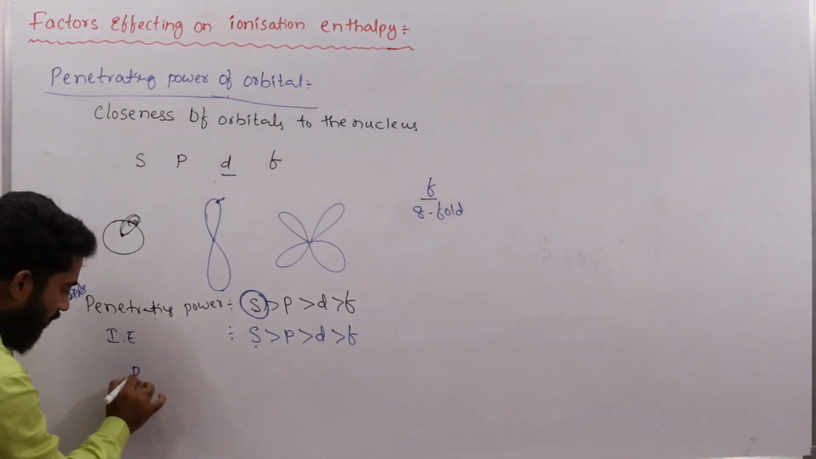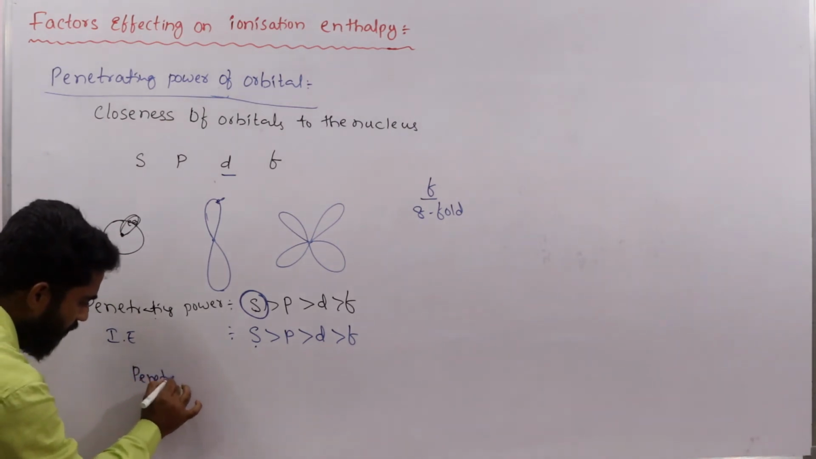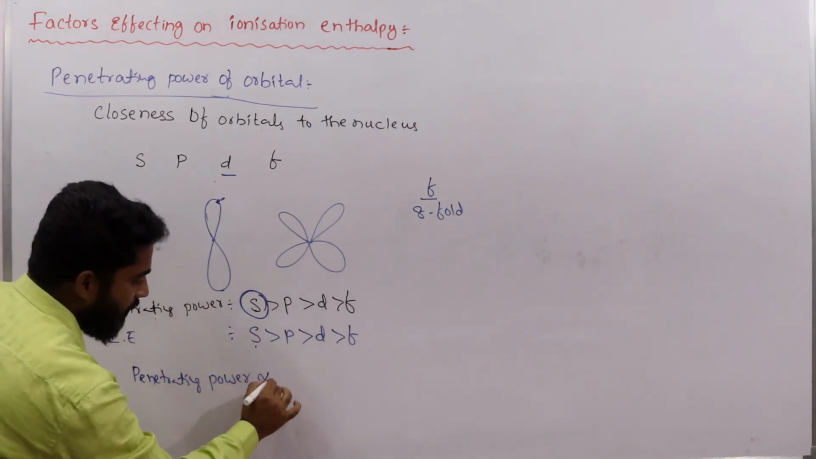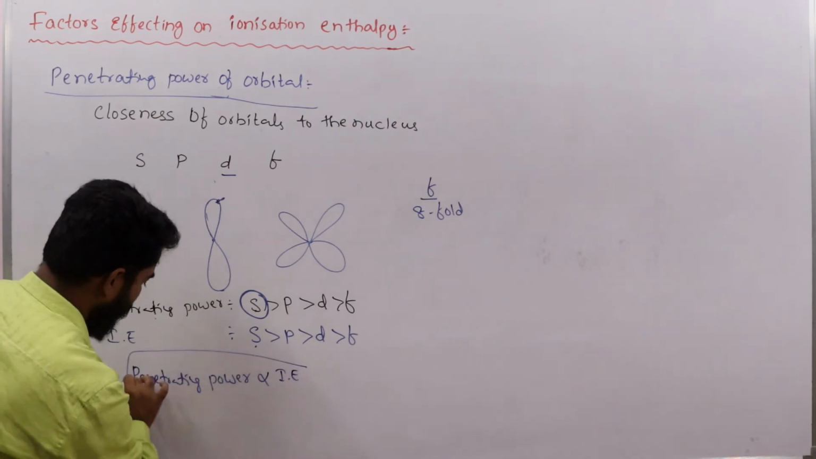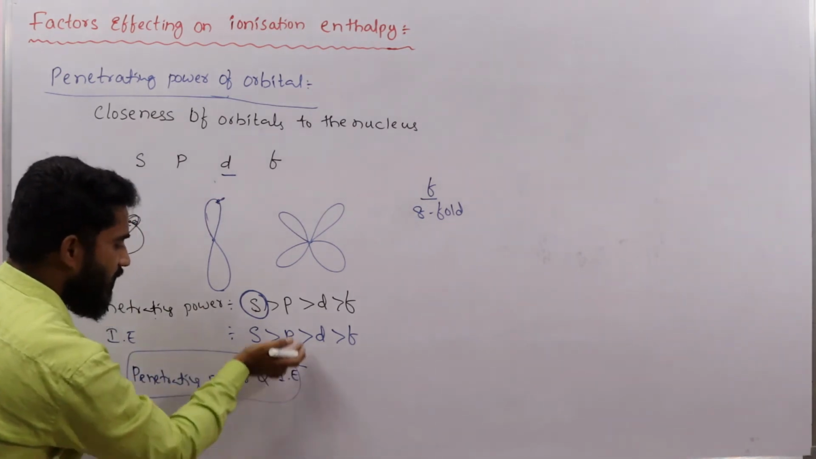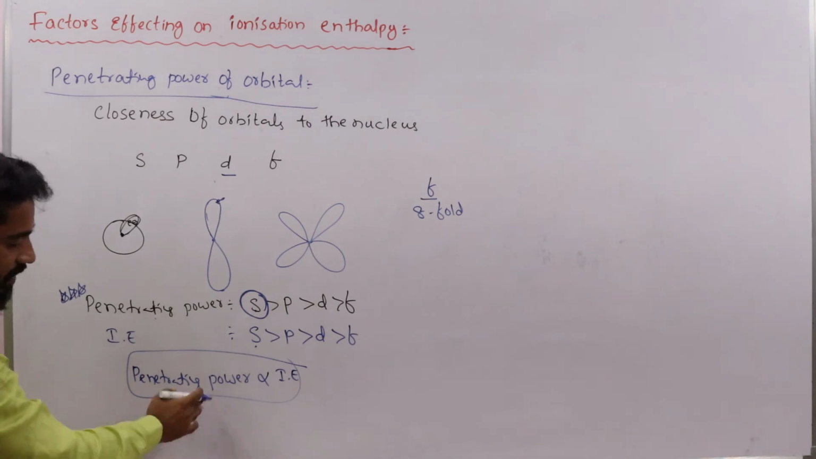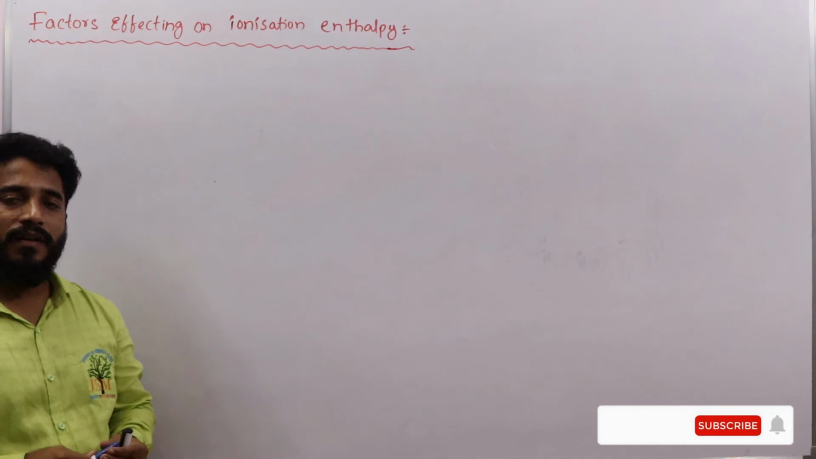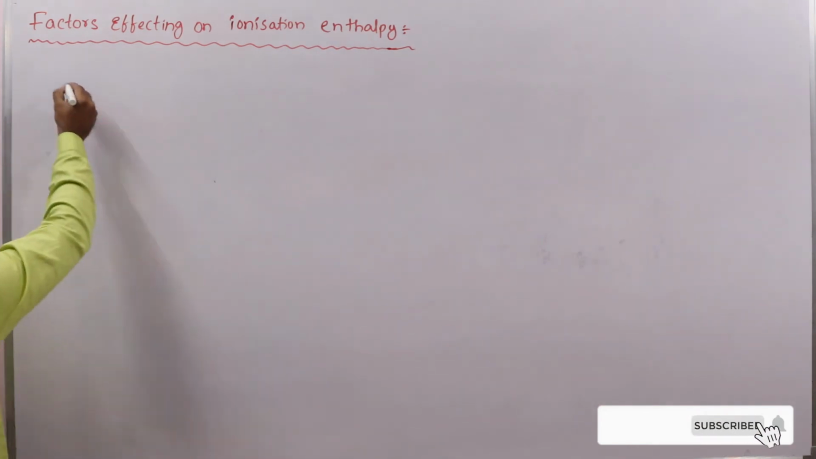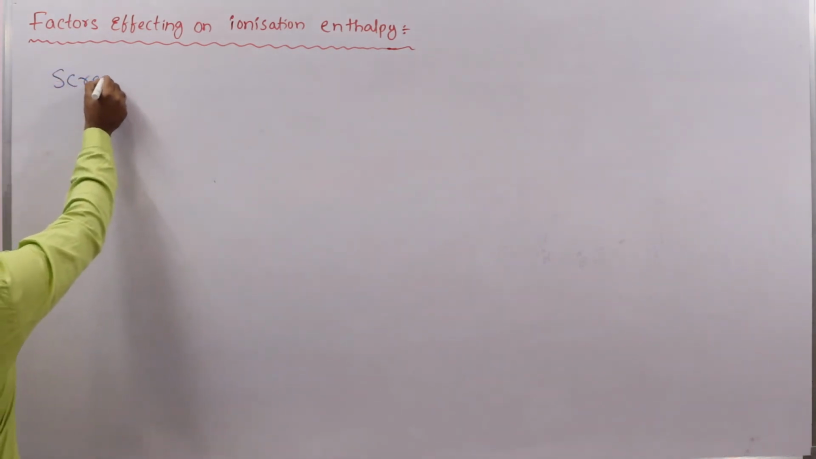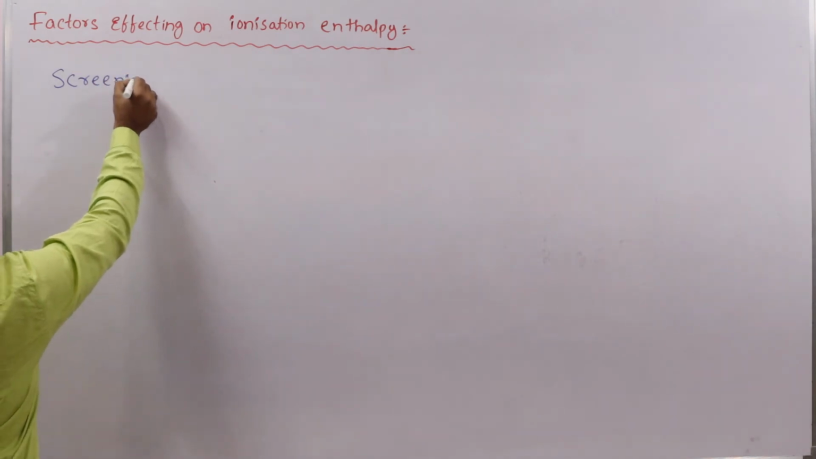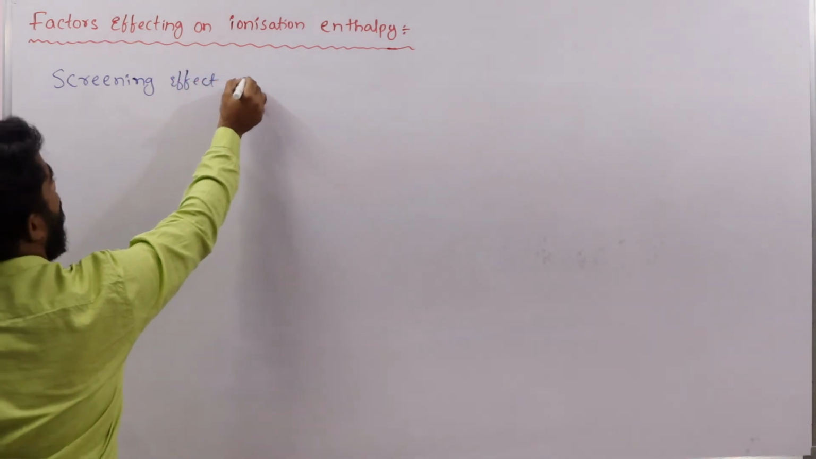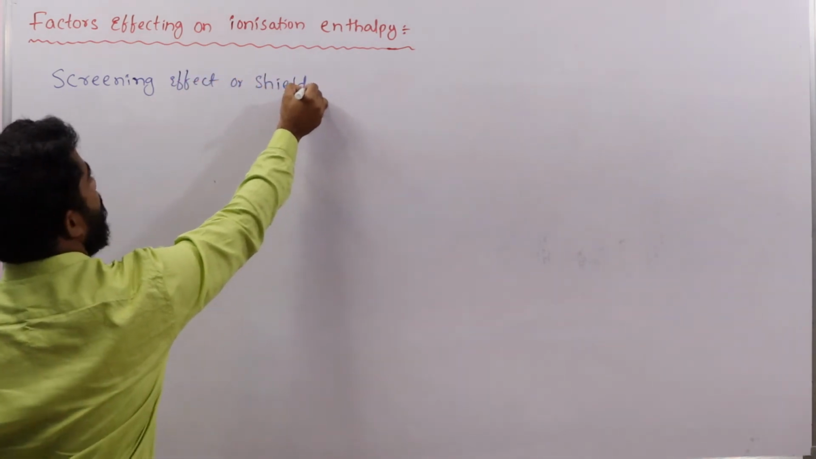Here, penetrating power of orbital is directly proportional to ionization energy. As penetrating power increases, ionization energy increases. When penetrating power decreases, ionization energy decreases. Next factor, screening effect, which we can also call shielding effect.